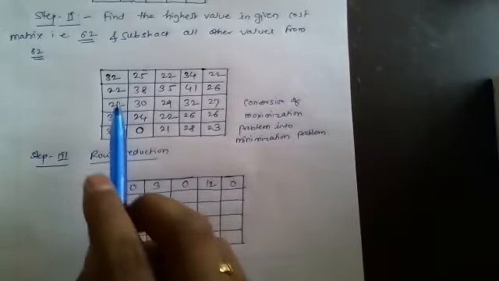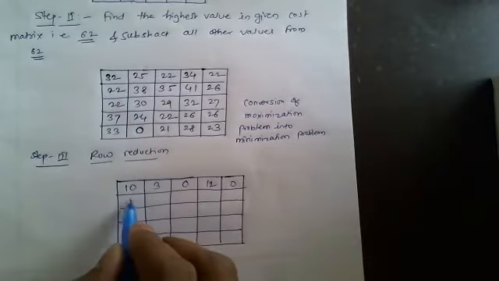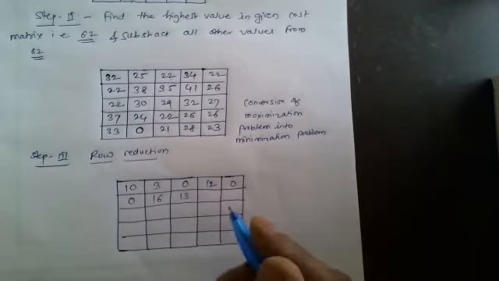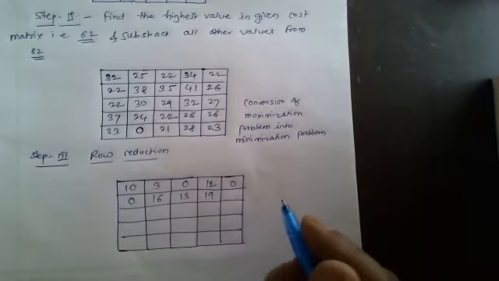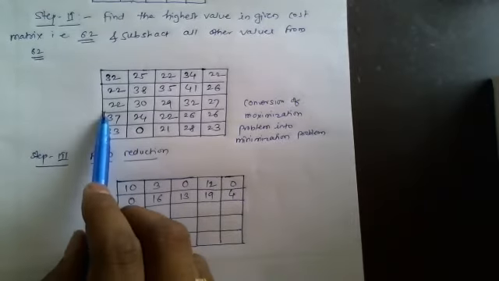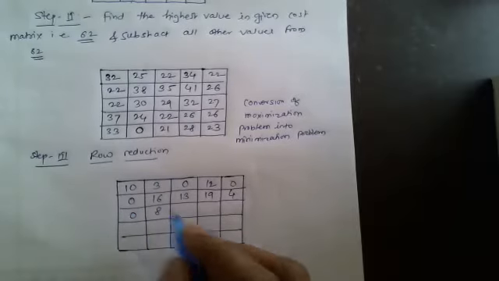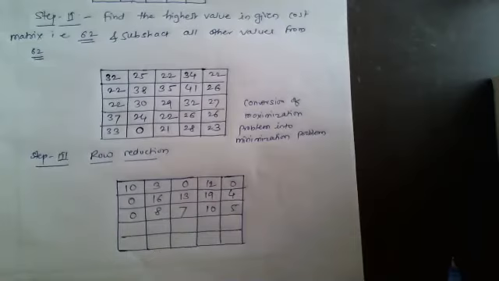In the second row, again 22 is the minimum. So I will subtract this 22 from all other values. It will give 0, it will give 16, it will give 13. Next, I think it will give 19. Next, it will give 4. Again, in the next row, 22 is the minimum. So it will become 0. It will become 8. It will become 7, 10, and 5.